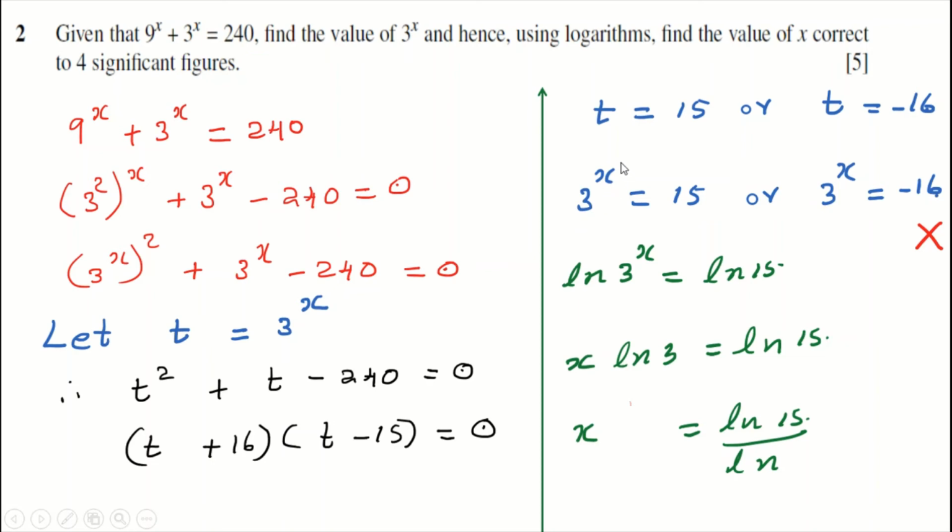In order to find x here, we will take logarithm on both sides. So ln 3 to the power x is equal to ln 15. Now this power could be taken to the front. x into ln 3 equals ln 15. Therefore x is equal to ln 15 over ln 3.